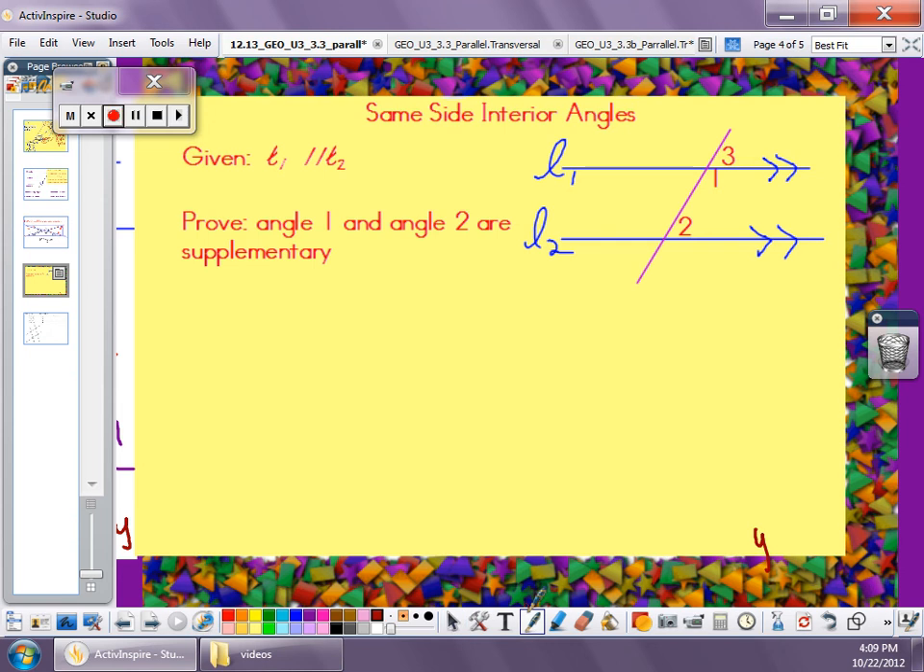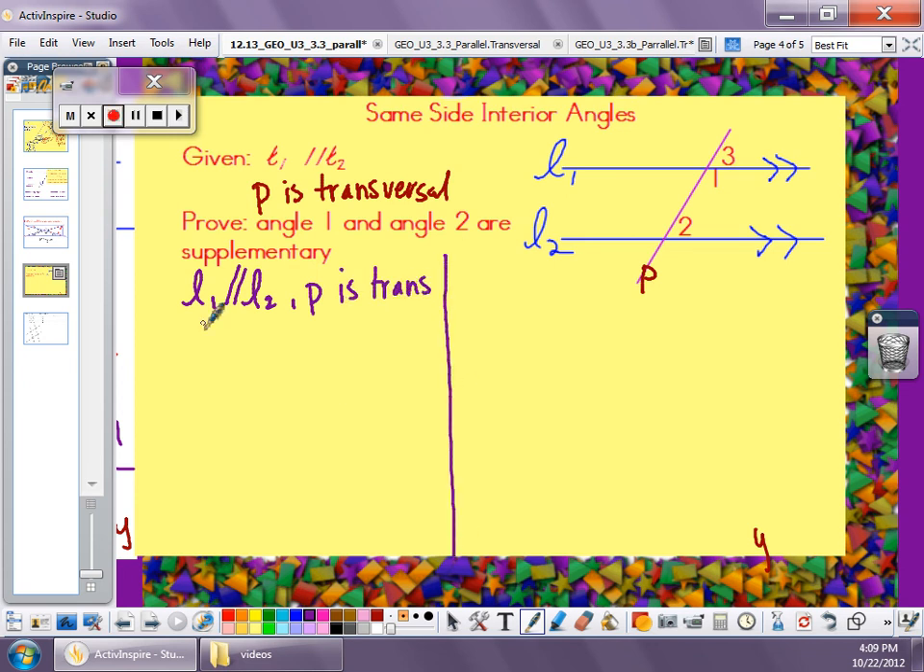This is same side interior. So I am missing that P is a transversal as my given. So I will say that line 1 is parallel to line 2 and P is the transversal. And that is just given.